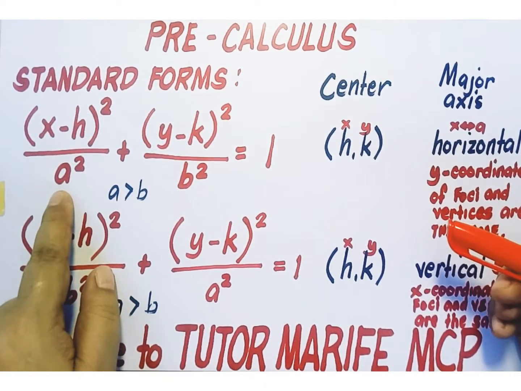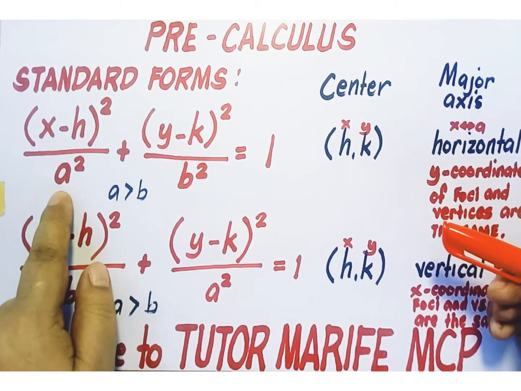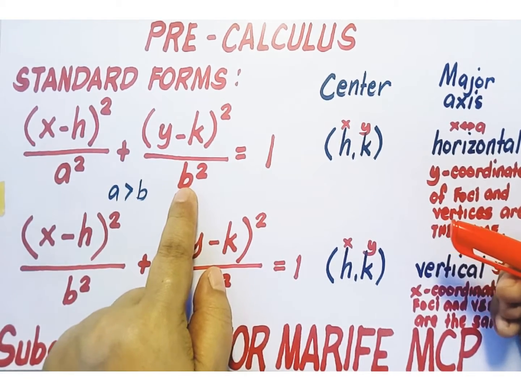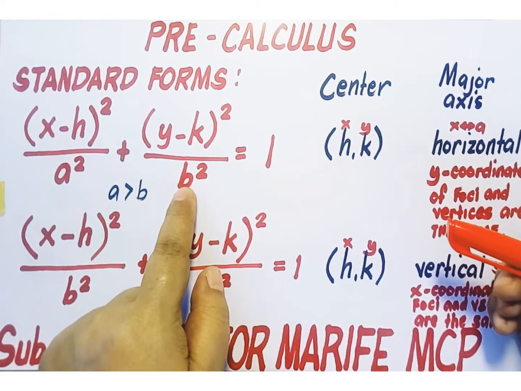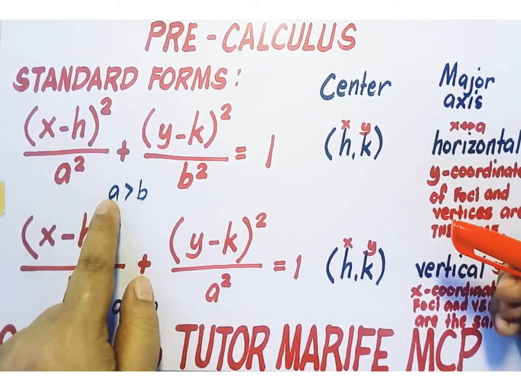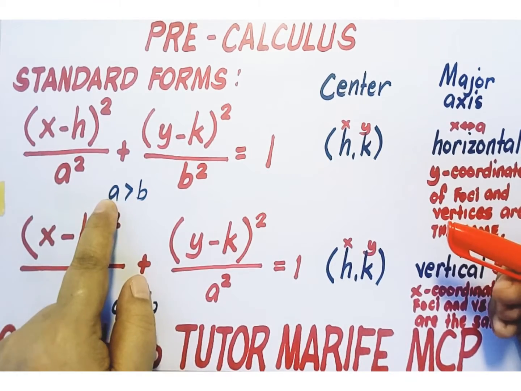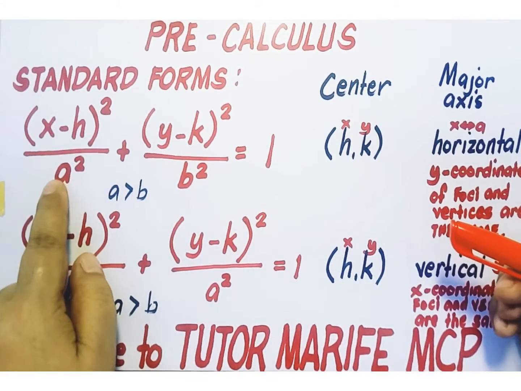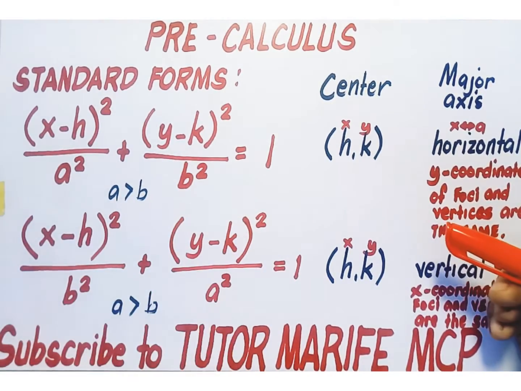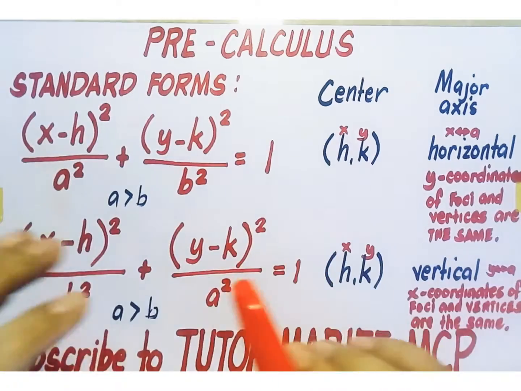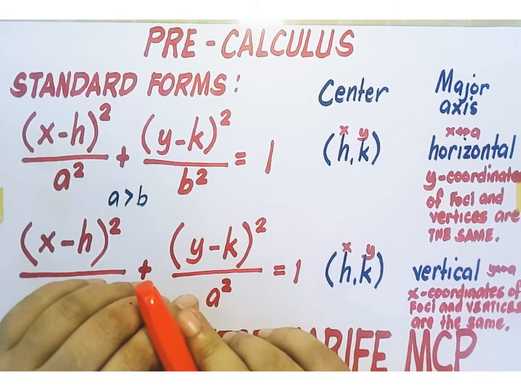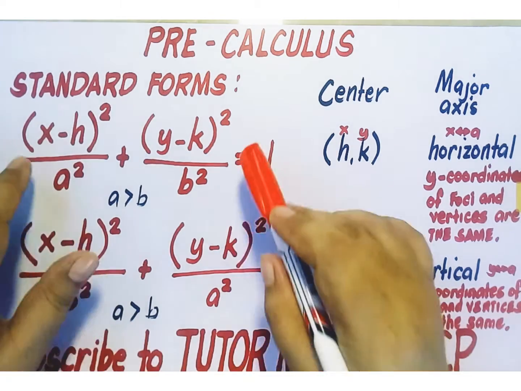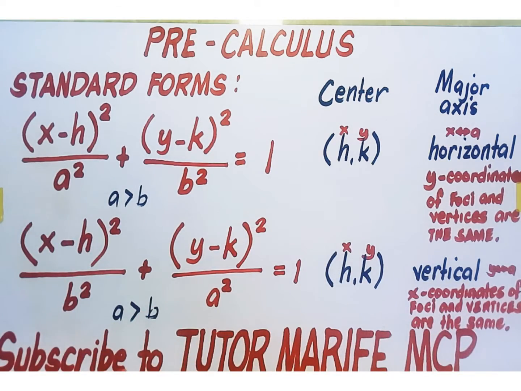Therefore, if a represents 1/2 of the length of the major axis and b represents 1/2 of the length of the minor axis, then a is always greater than b. It follows that a² is always greater than b². When writing the standard form of the equation of an ellipse, it is important that you know how to choose the correct standard form for the given problem.